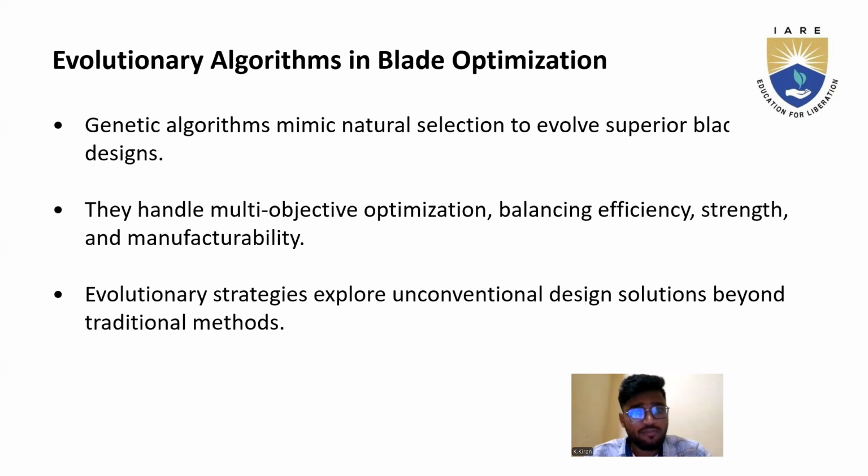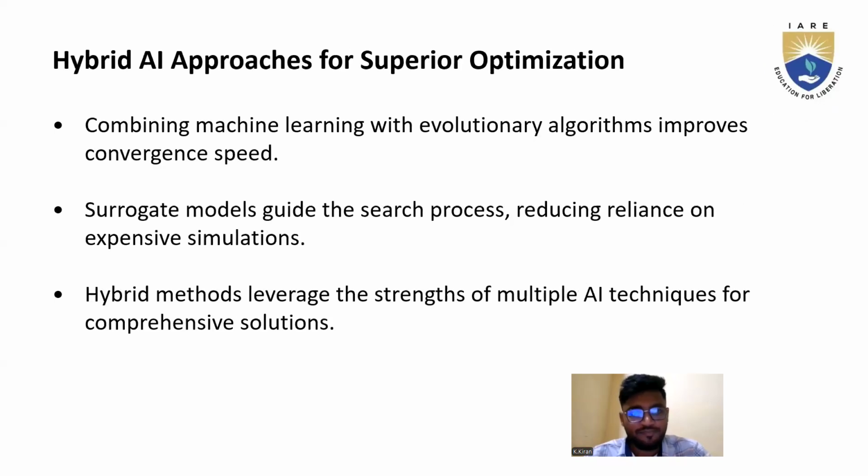Evolutionary algorithms in blade optimization. Genetic algorithms mimic natural selection to evolve superior blade designs, and they handle multi-objective optimization, balancing efficiency, strength, and manufacturability. Evolutionary strategies explore unconventional design solutions beyond traditional methods.